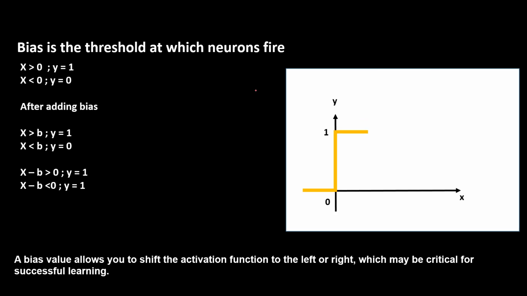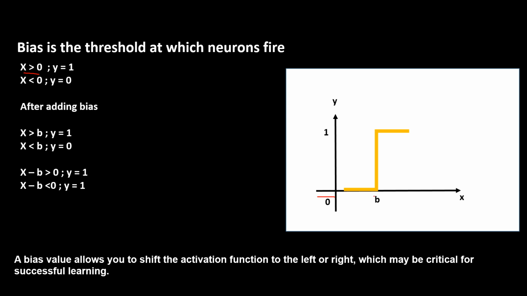Bias is actually the threshold at which the neuron or the decision unit fires or takes decisions. Consider this picture here. You can see this is a step function. If x is greater than 0, y is equal to 1. If x is less than 0, y is equal to 0. However, let's add some bias to it. Let's add a bias of b.